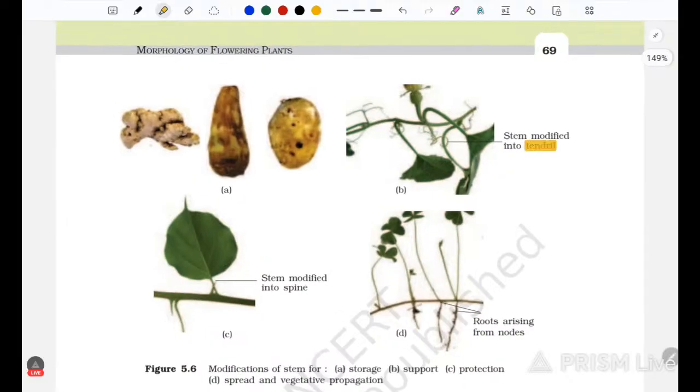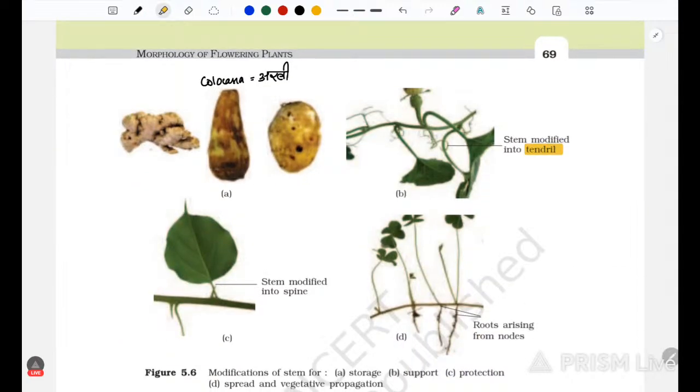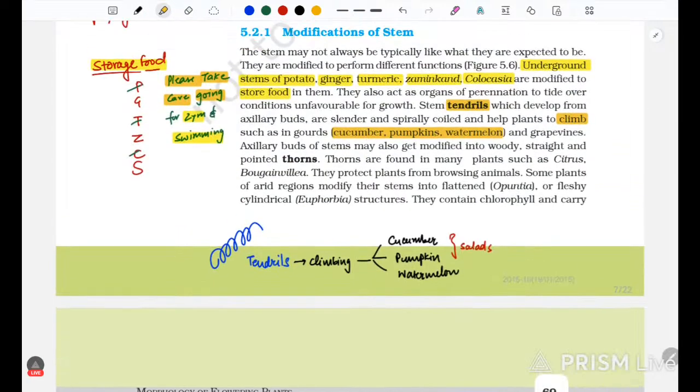So see here, these are the examples of tendrils. This picture you can clearly see the tendrils. Then of course ginger. Colocasia is Arabi. So colocasia is nothing but Arabi, you can remember this. And potato, of course. This and this picture I've already discussed with you.